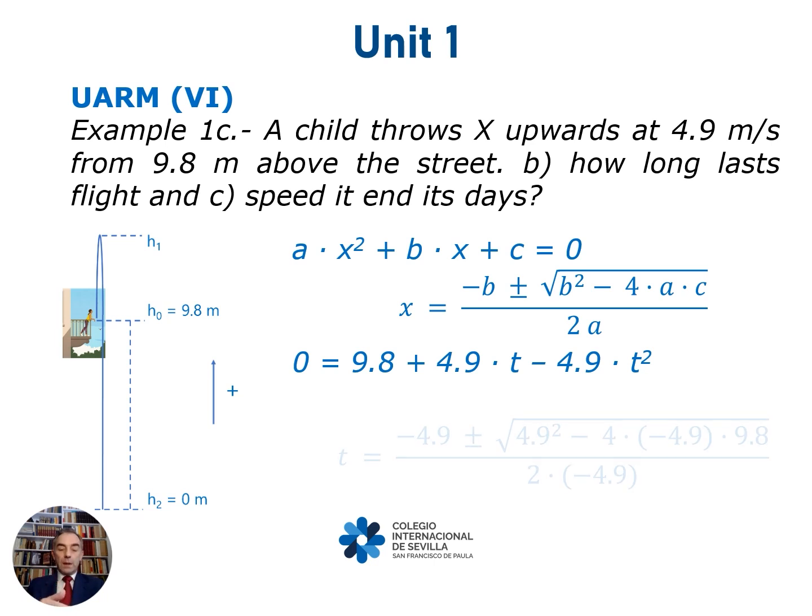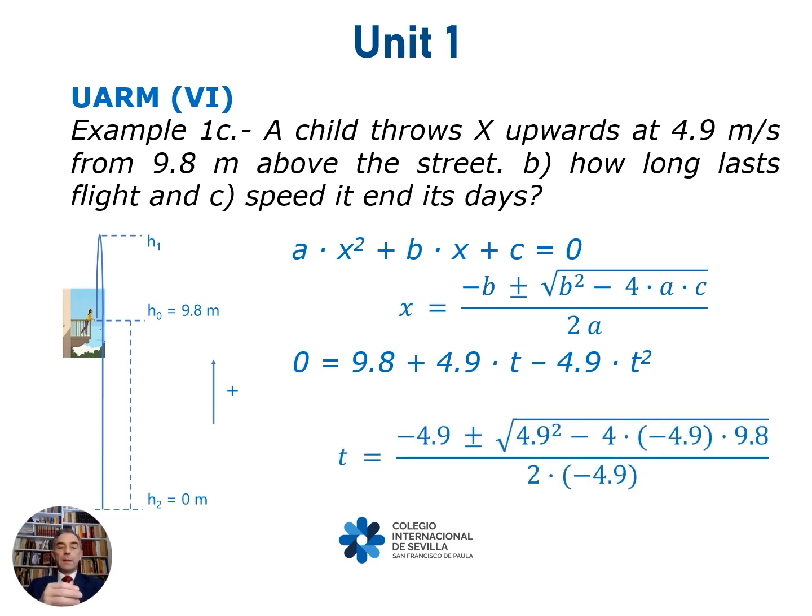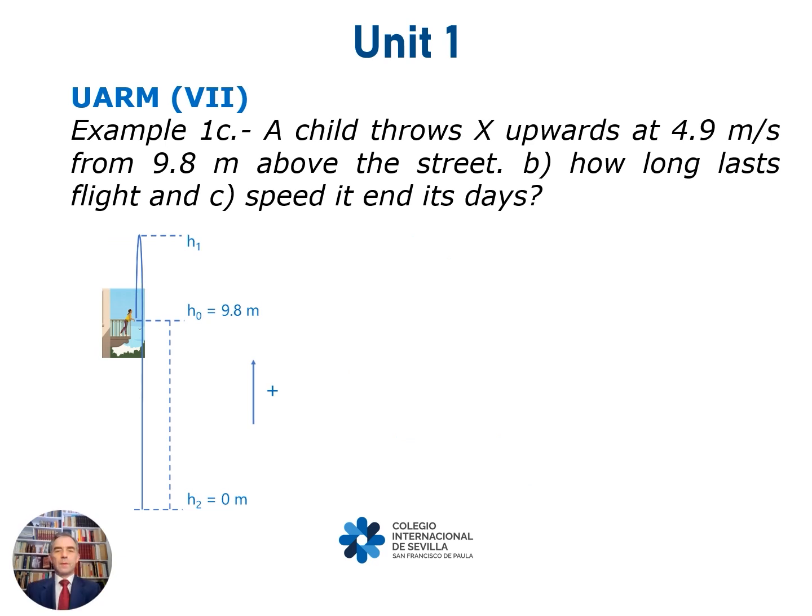When we insert those values, we obtain t equals, because our unknown is called t, it's the time, minus 4.9 plus or minus the square root of 4.9 squared minus 4 times minus 4.9, in brackets because it's negative, times 9.8, divided by 2 times minus 4.9, in brackets because it is negative. When we solve that expression, we obtain two values.